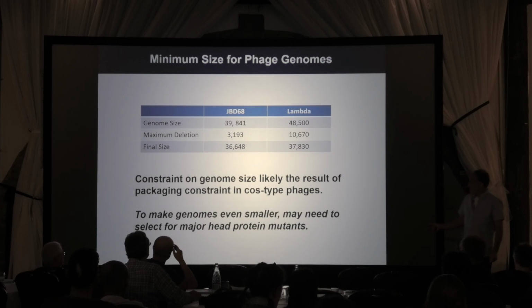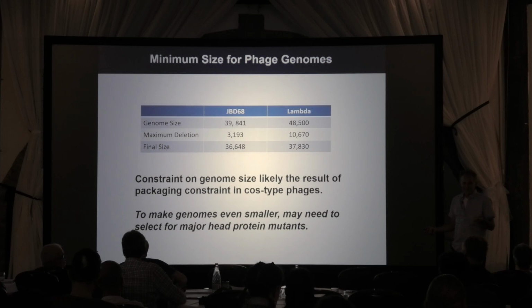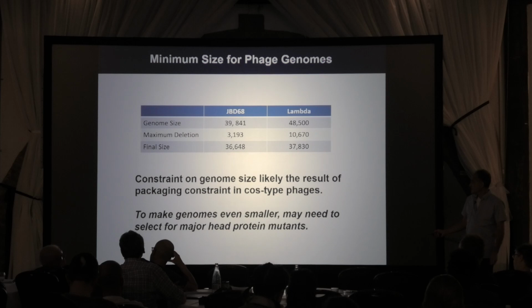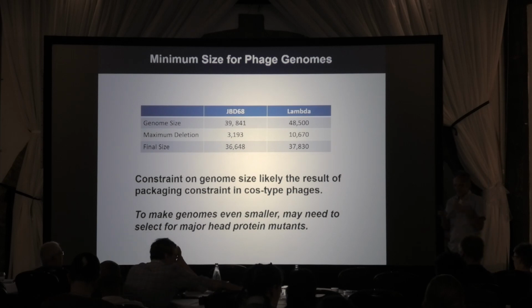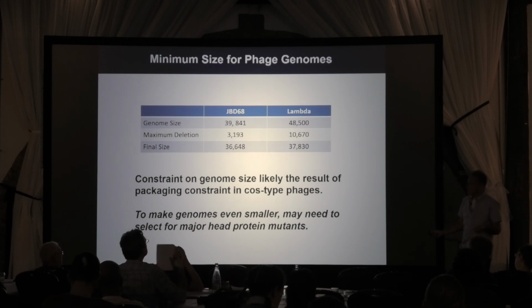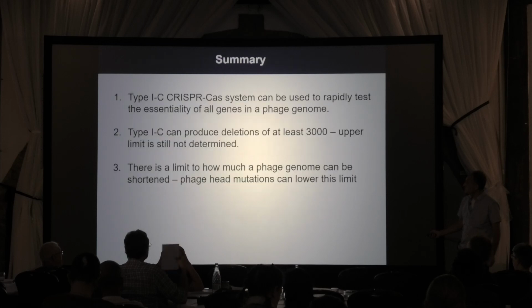But I realized that the final size of both genomes after these maximal deletions was around 37,000, which maybe in a T equals 7 head, which we assume our phage has, is kind of the lower limit of phage size. But we need to do a little more work on that. So to make genomes even smaller, we need maybe a different triangulation number, or maybe we can select mutations in the head that might make the space somewhat smaller inside the head, maybe negative charges, but that's an experiment that will be fun to do in the future.